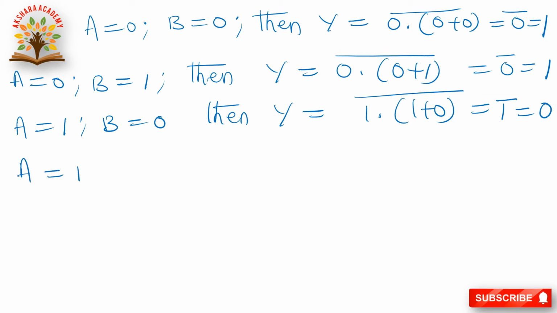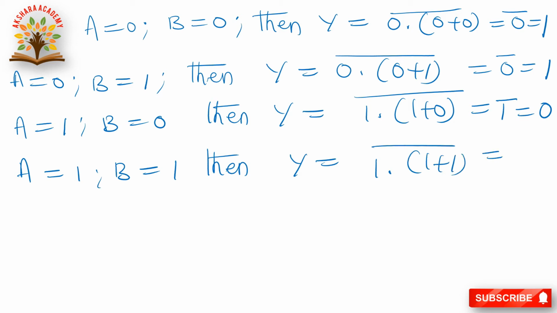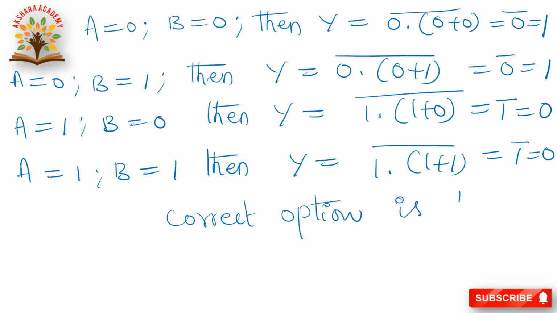Next, A is equal to 1, B is equal to 1, then Y is equal to 1 dot 1 plus 1 bar, so that is equal to 1 bar, that is equal to 0. So the correct option is 4. Okay, next we will go to the next question.